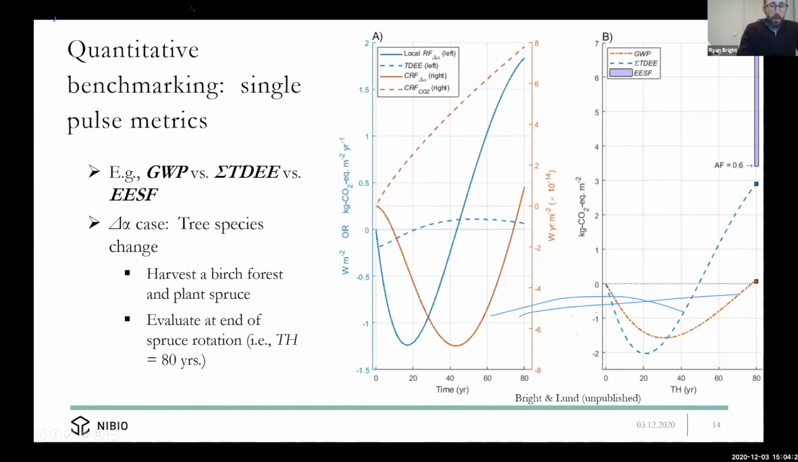So the take-home here is that these differences are large, and there can be a large risk of applying static measures like the emissions equivalent of shortwave forcing to characterize dynamic land systems. GWP and the cumulative TDEE are lower than the EESF measure because they remember the negative radiative forcing that occurred earlier in the spruce rotation. The difference between the summed TDEE and the GWP measure is that, in essence, with GWP, the memories of CO2 and surface albedo changes are disconnected. I'll get back to that.